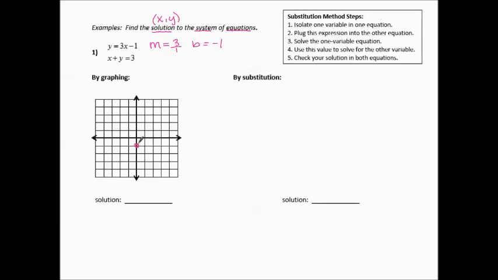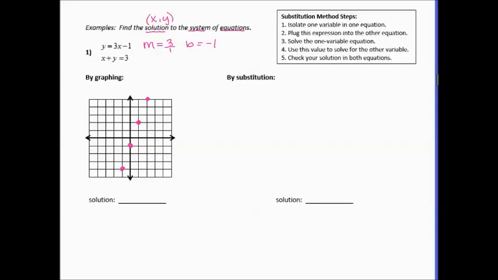So I'm going to graph my y-intercept, negative 1, go up 3, over 1, up 3, over 1. Go back to my starting point, down 3, over 1. Once I have my line, I'm going to connect my points. And I have my first line graphed.